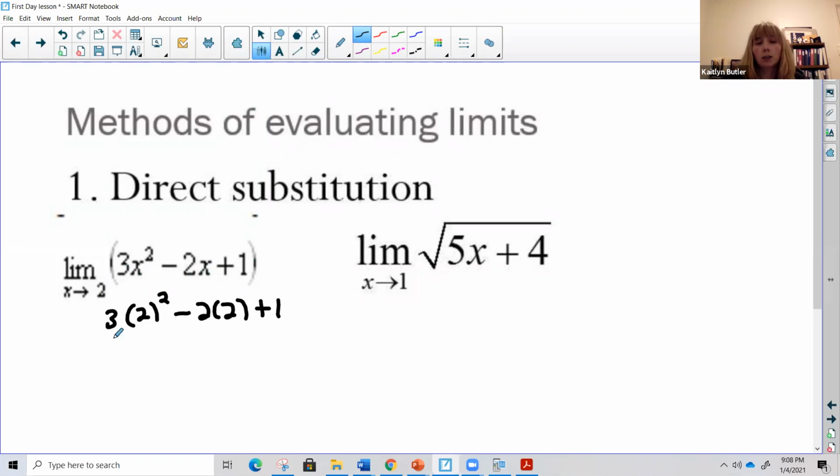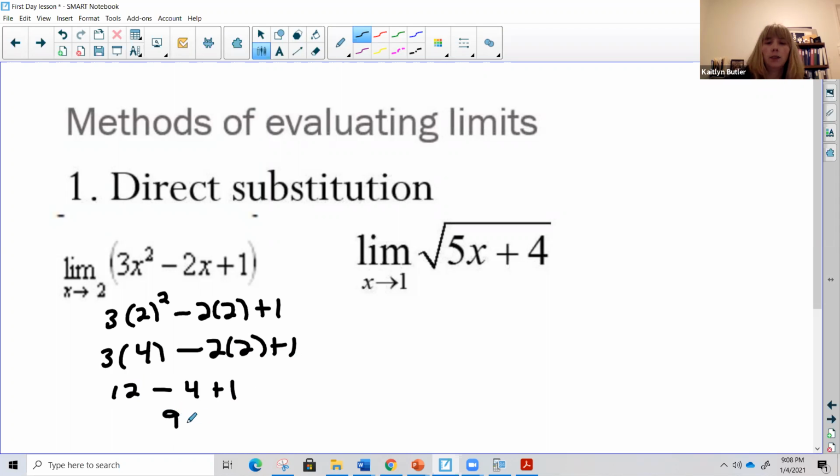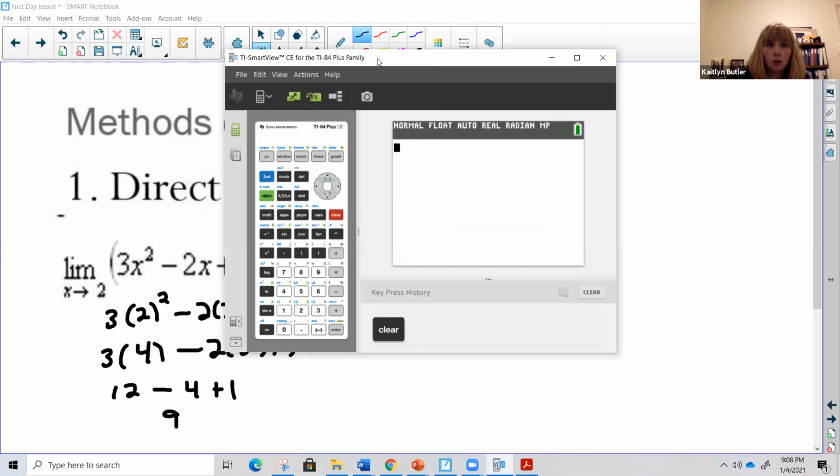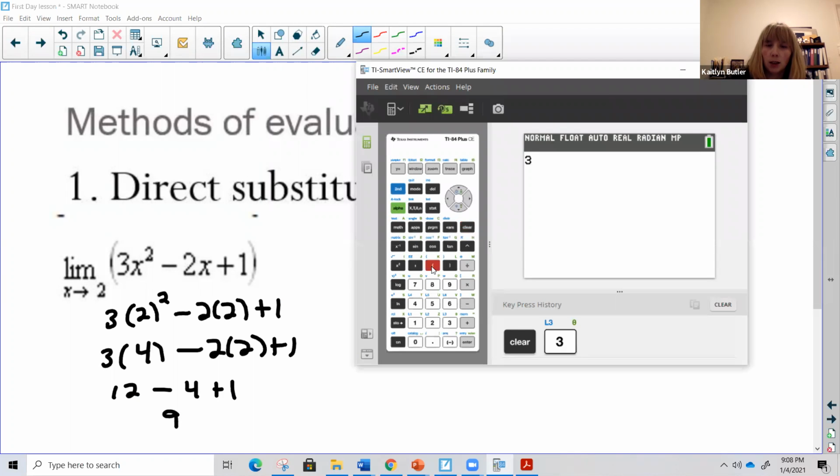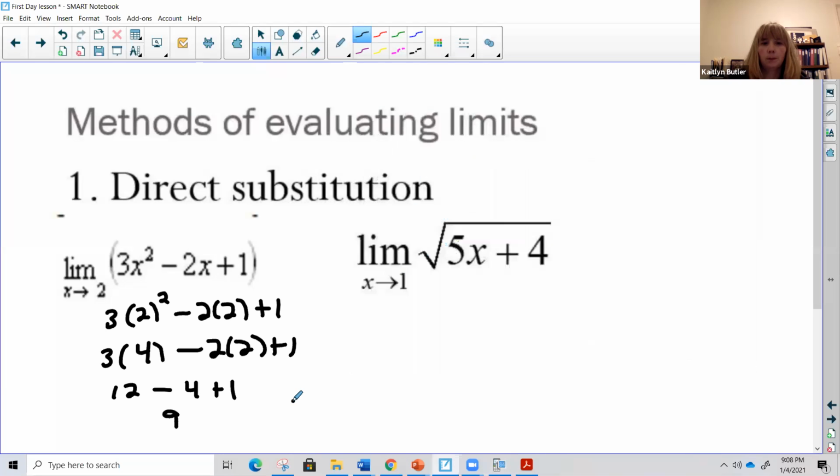Make sure you can either type it all in your TI at one time, or if not, do order of operations. So you do exponents first. 2 squared is 4. Then I would do the multiply. 3 times 4 is 12. And then I have 2 times 2, which is 4. And then 12 minus 4 is 8, plus 1 is 9. Like I said, you can just use the TI. It's probably easier or faster to just type it all in. So it'd be 3, then parentheses, 2, and then the squared key, minus 2 times 2 plus 1, and just hit equals, and it'll give it to you.